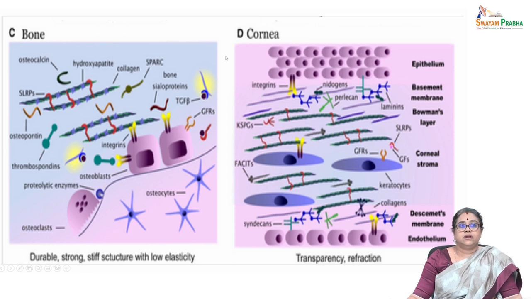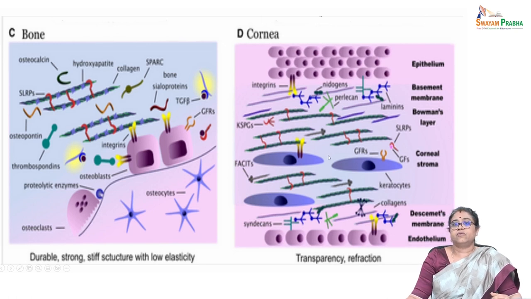So this is in bone. Now if you see in bone, you will have more hydroxyapatite, then you have osteocalcin. These give the tissue more durability, strength, a stiff structure and low elasticity in case of bone. And in case of cornea, it has to be more transparent, more translucent. So you see that the corneal ECM is composed of the corneal stroma, and then you have lesser numbers of collagens, and certain laminins and integrins. So the constitution is in a way which favors the function of the organ.